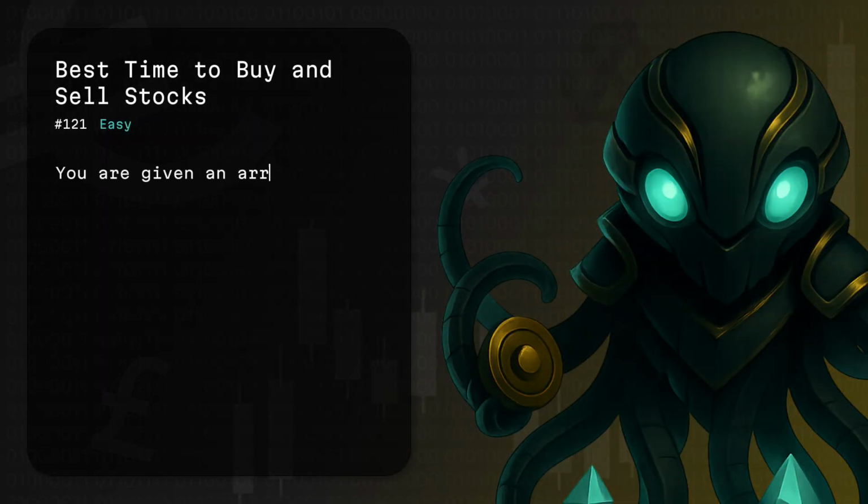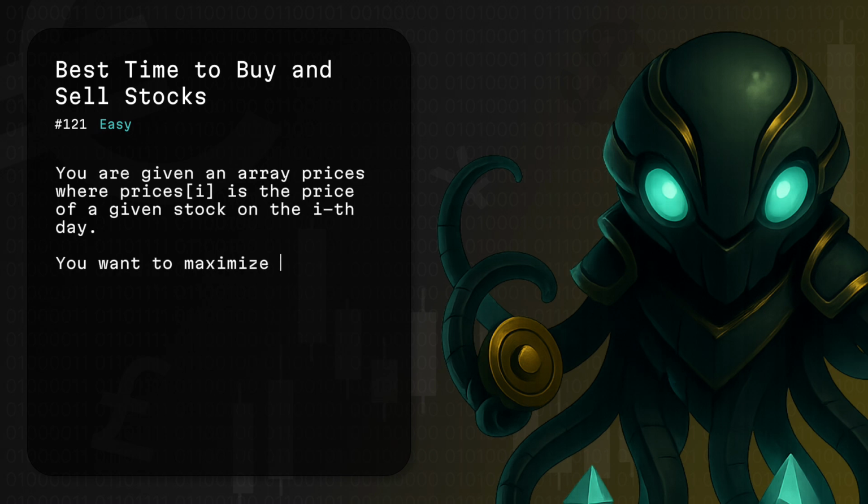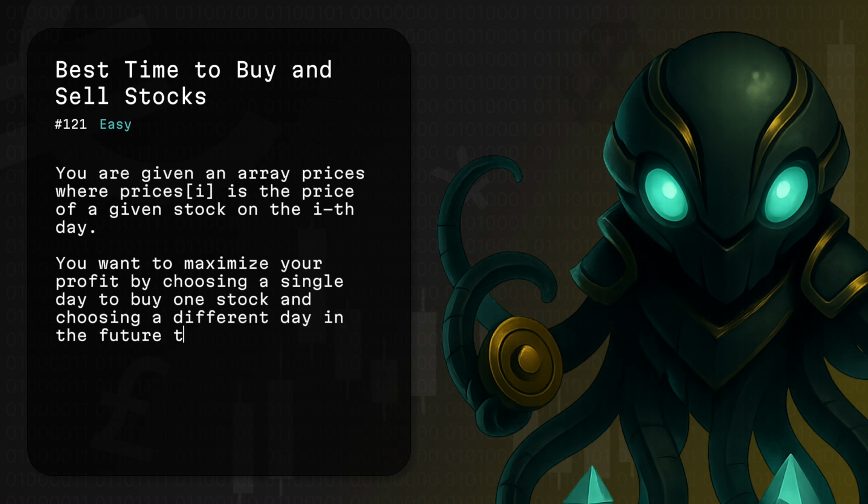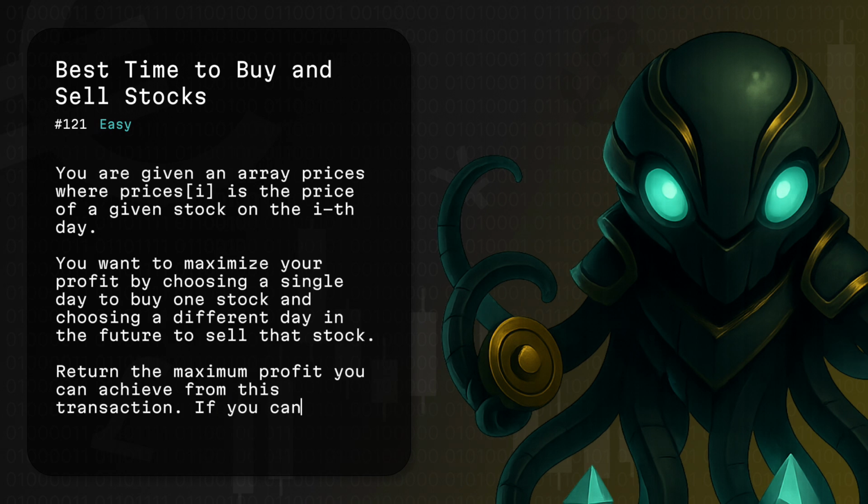You are given an array prices, where prices[i] is the price of a stock on the ith day. You want to maximize your profit by choosing a single day to buy one stock and a different day in the future to sell the stock. Return the maximum profit you can achieve from this transaction. If you cannot achieve any profit, you return zero.